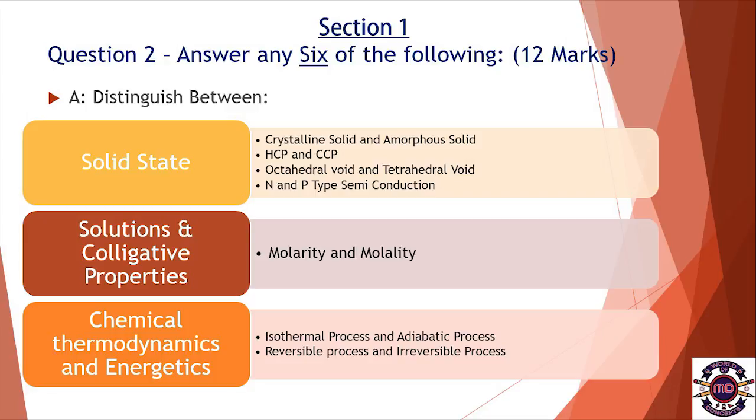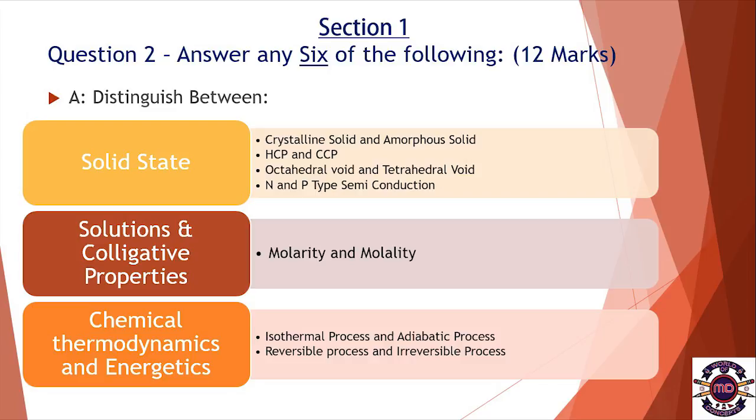Question 2. Answer any 6 of the following, which consists of 12 marks. The first type of question would be distinguish between. Now I have divided the distinguish between of each chapter, so it will be very easy for you to remember it. In chapter number 1, solid state, the differences would be crystalline solid and amorphous solid, the HCP and the CCP, the octahedral void and the tetrahedral void, the N and the P type semiconductors.